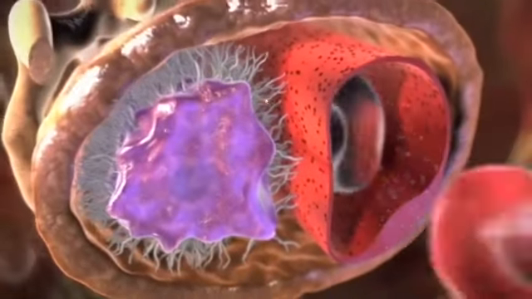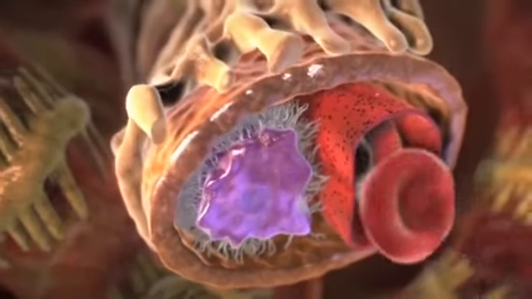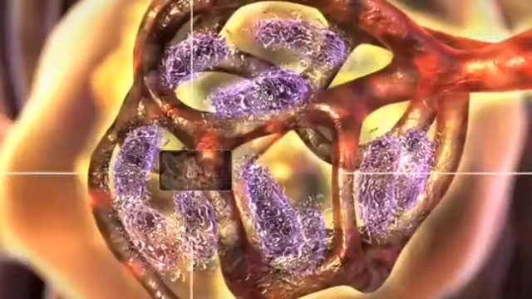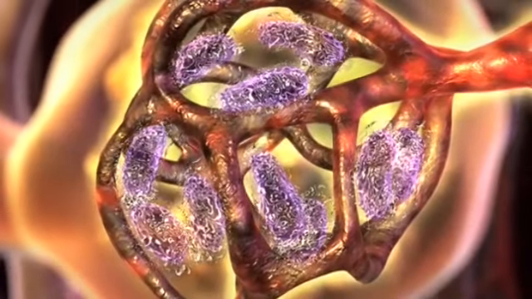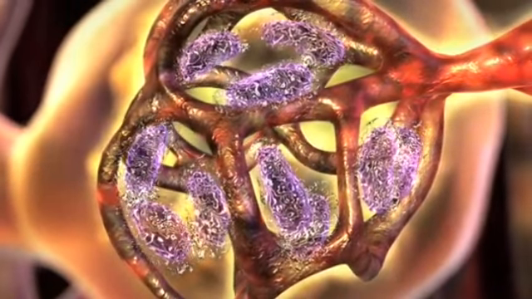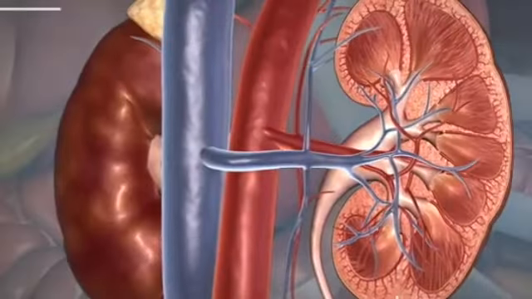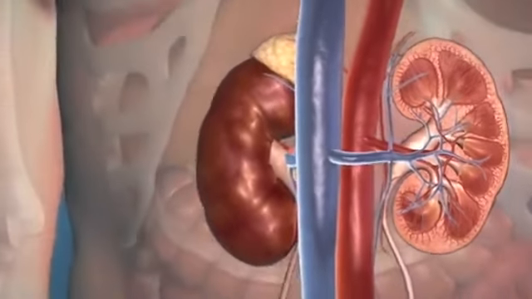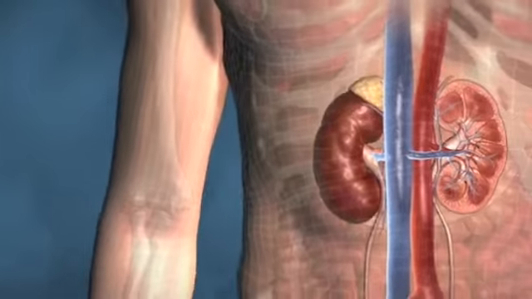As this process continues, the glomerular basement membrane thickens, and this may eventually lead to glomerulosclerosis. All of these changes in glomerular hemodynamics cause stress and strain on the kidneys, which, if left untreated, may result in renal failure.